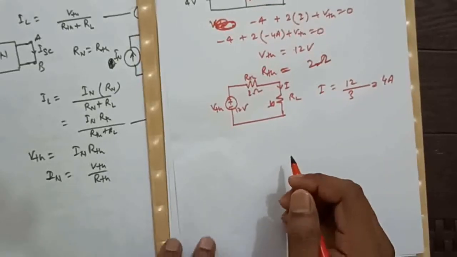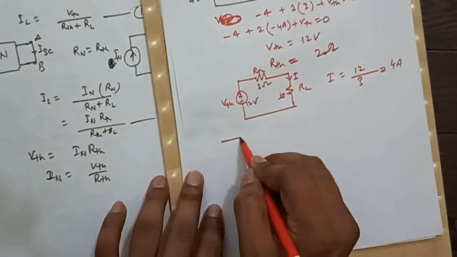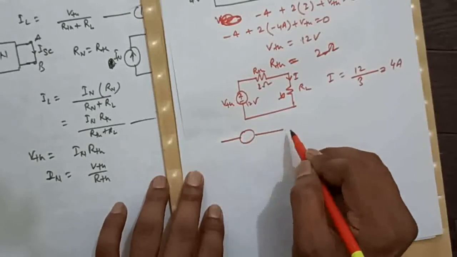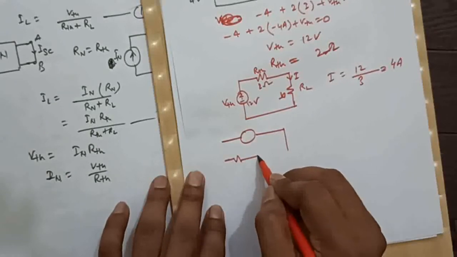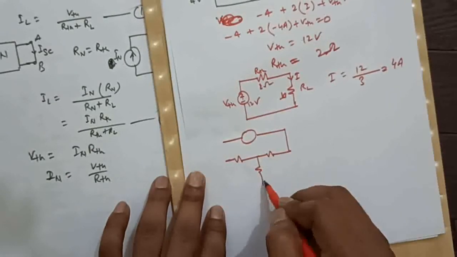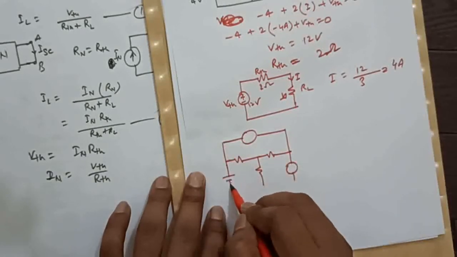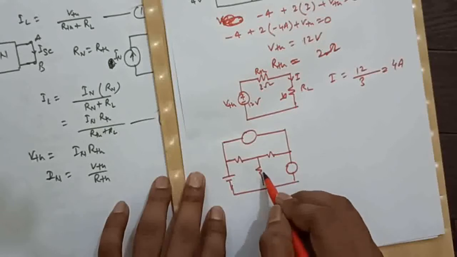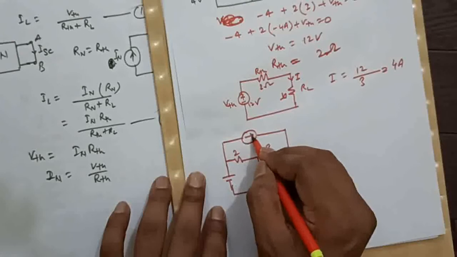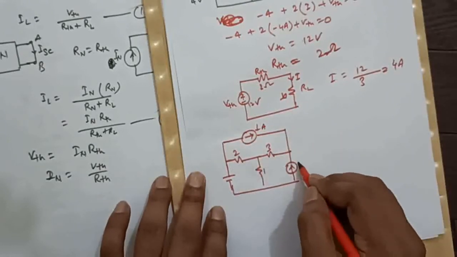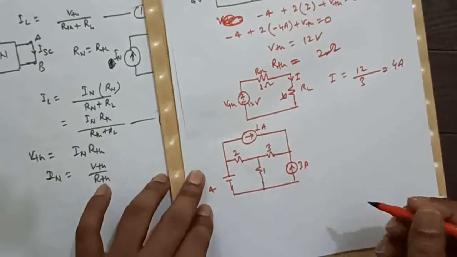Now solving this same problem using Norton's theorem, right? To find its Norton's equivalent circuit, let us redraw the circuit once again. This is 1 ohm, this is 3 ohm, this is 2 ohm, 1 ampere, 3 ampere, and this is 4 volts.